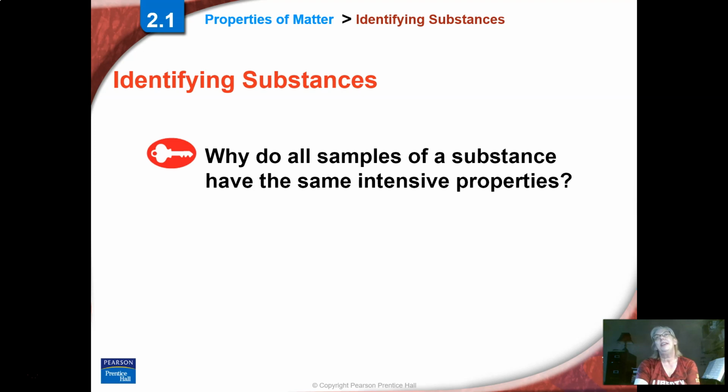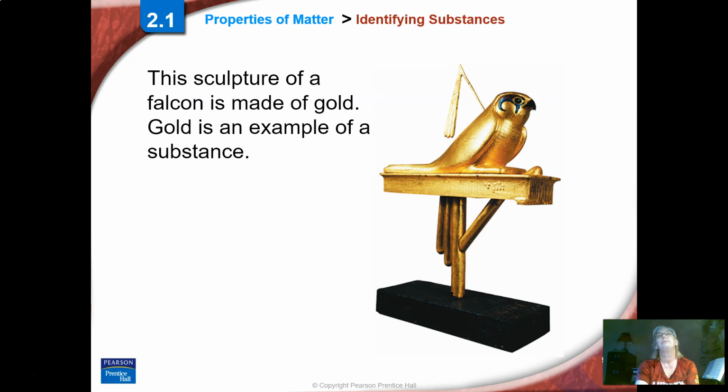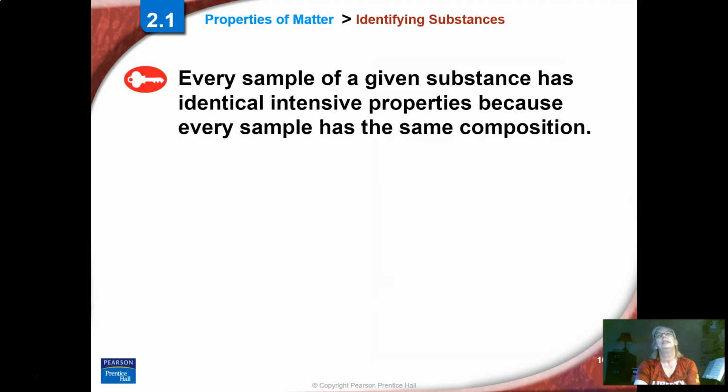Why do all samples of a substance have the same intensive properties? Matter that has a uniform and definite composition is called a substance. So these copper kettles are all made of copper. Copper is a substance. Here's a gold example of a substance. Every sample of a given substance has identical intensive properties because every sample has the same composition. So a copper penny in Europe and a copper penny in the United States: copper is the same worldwide, so they have the same identical intensive properties.